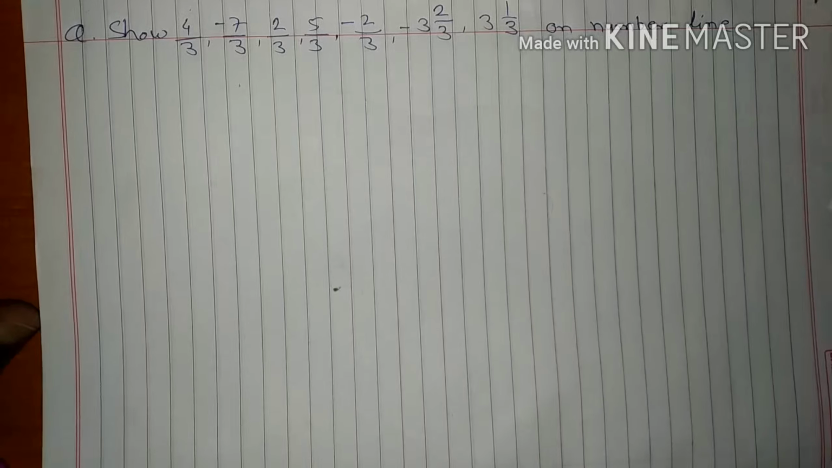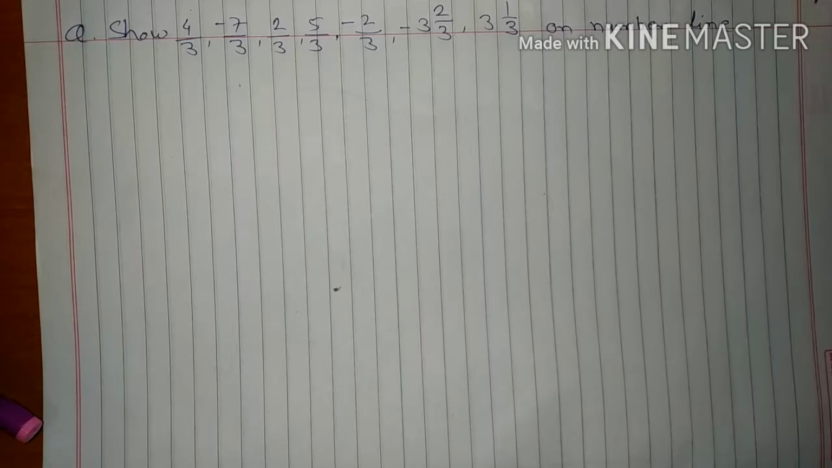Friends, we have seen how to show a rational number on a number line on the board. I will say that is a little bit theoretical kind of explanation. Let's do it practically on a notebook. The same example we are going to take. Show 4 upon 3, minus 7 upon 3, 2 upon 3, 5 upon 3, minus 2 upon 3, minus 3 completed 2 upon 3, 3 completed 1 upon 3 on the number line.